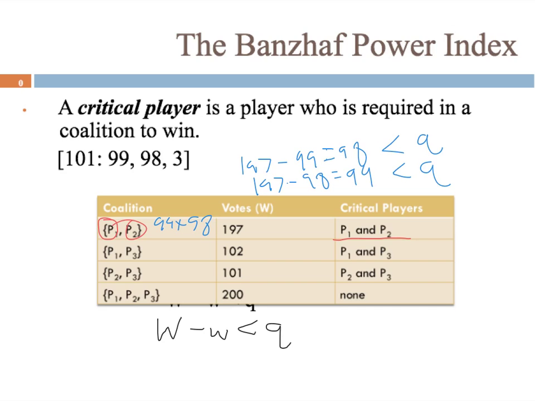Next one we have player 1 and 3. That's 99 plus 3, which gives us 102. Same story: 102 subtract 99 is less than 101. Same thing goes for 102 minus 3. So that's why these two are both critical players. Same thing goes for the next one.